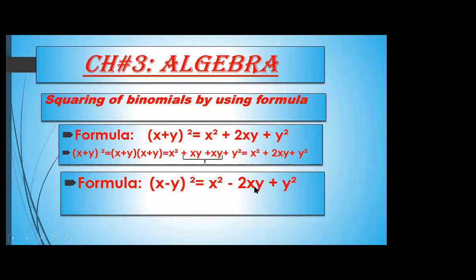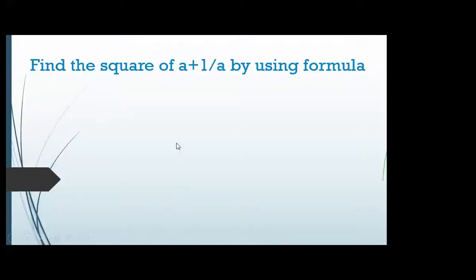Is it clear? And how can we get this formula? By multiplying x minus y twice. When we multiply x minus y twice, we get minus xy, so it becomes minus 2xy, right? So here we get x square minus 2xy plus y square. I hope it's clear to you what the difference is between the first and the second formula.